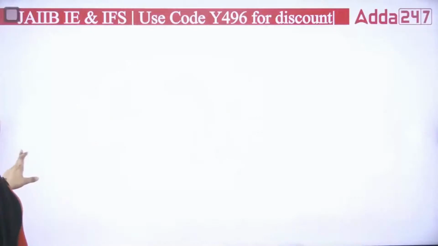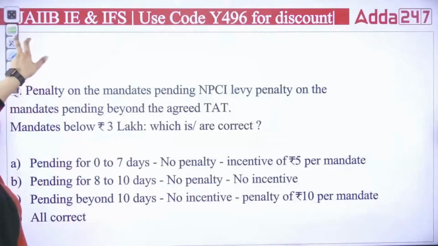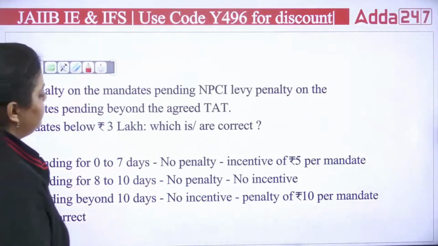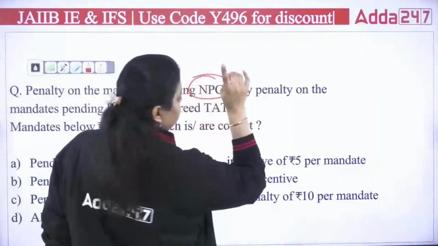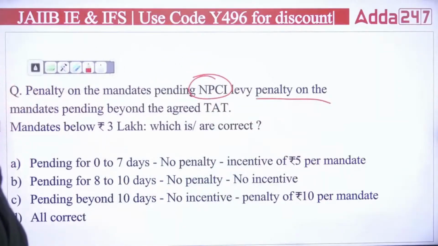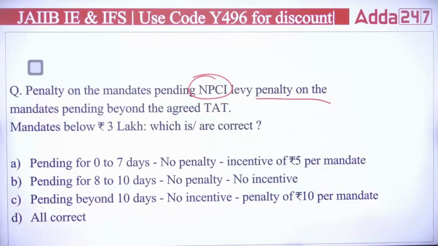Okay, let's continue. Now, the next question is about the penalty on mandates pending, NPCI, National Payments Corporation of India, penalty on the mandates pending beyond the aggregate TAT, that is turnaround time, for mandates below 3 lakh. So how much penalty will be taken here? Pending duration, penalty, and what will be the amount?